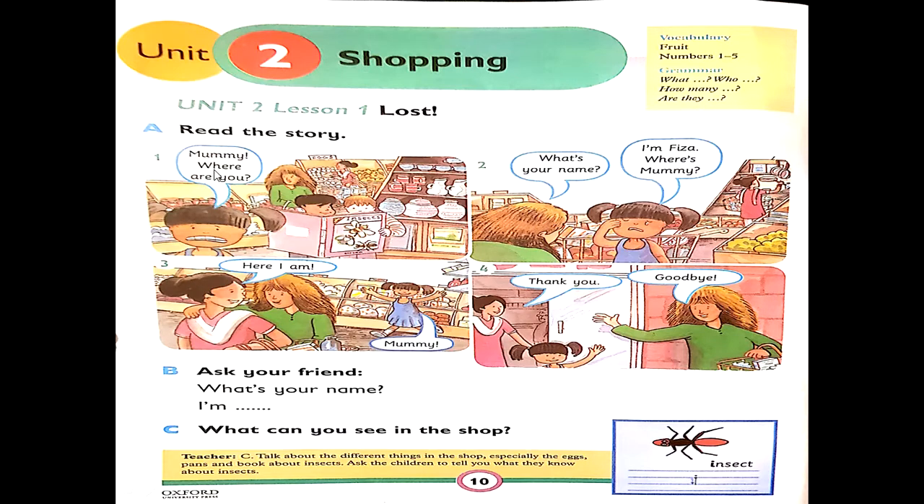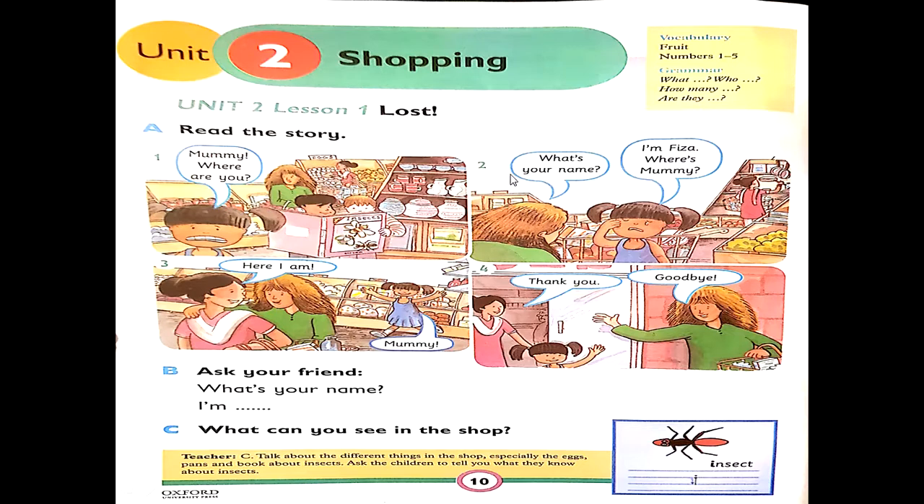Look at the number 1 picture. Mummy, where are you? A girl is shouting, Mummy, where are you? It's a scene of a shop, and there's a family over there. There are 2 kids looking in the book, and one woman is there near the egg stall, and one woman is behind that girl, and that girl is Fiza. Mummy, where are you? Fiza is searching for her mummy.